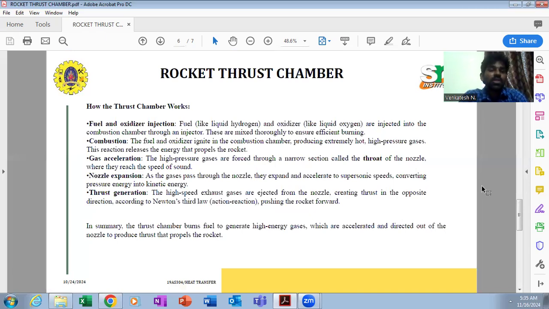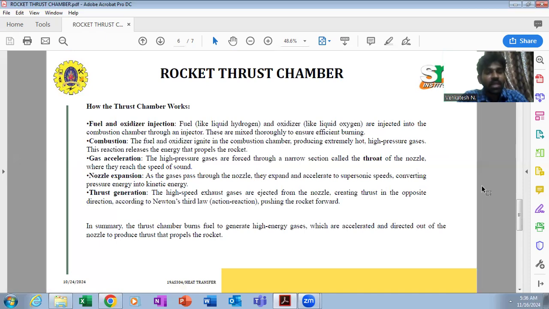And how the thrust chamber works. Fuel and oxidizer injection. Fuel and oxidizer are injected into the combustion chamber through an injector. These are mixed thoroughly to ensure efficient burning. Combustion. The fuel and the oxidizer ignite in the combustion chamber, producing extremely hot, high-pressure gases. This reaction releases the energy that propels the rocket.